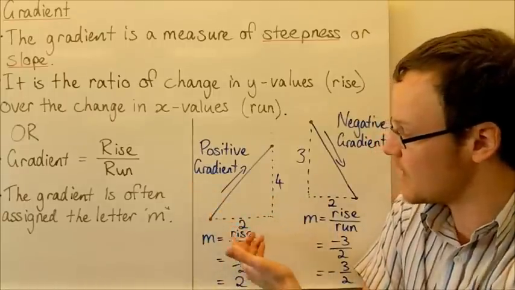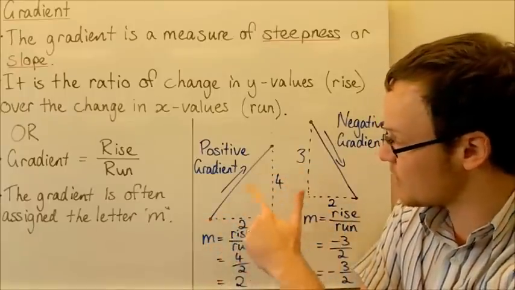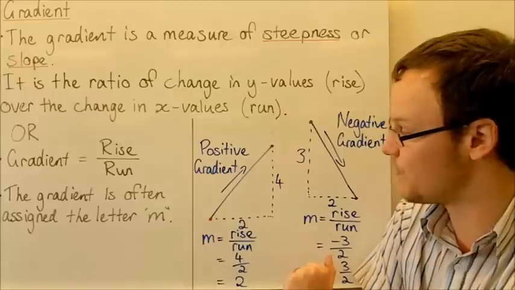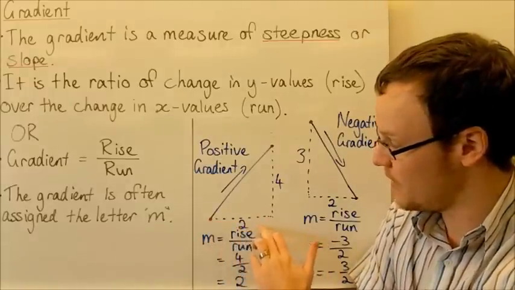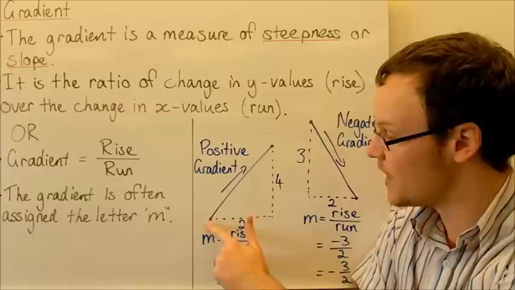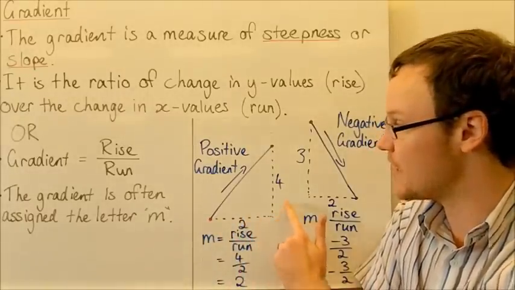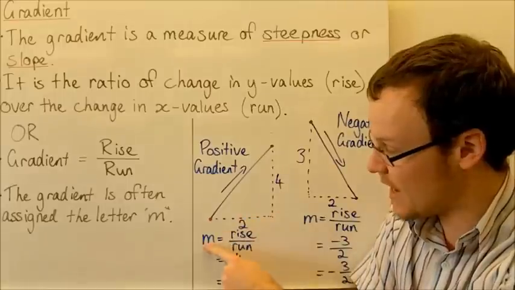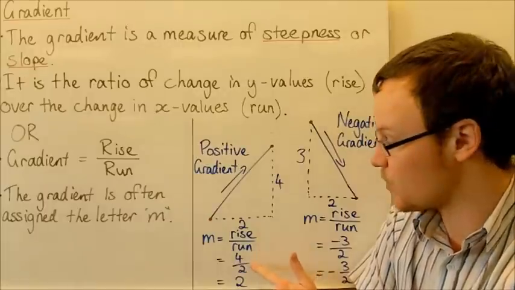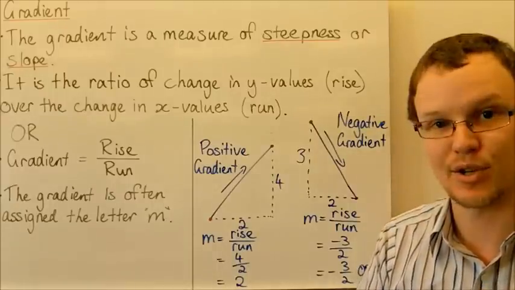So here we've got a few examples. I've got a line here that's got a positive gradient. The y values are increasing as the x values increase as well. The run that we have along here is 2 and the rise is 4. If we move along 2 x units, we've increased by 4. So m, the gradient, is equal to the rise over run, which is 4 divided by 2, so the gradient is 2.